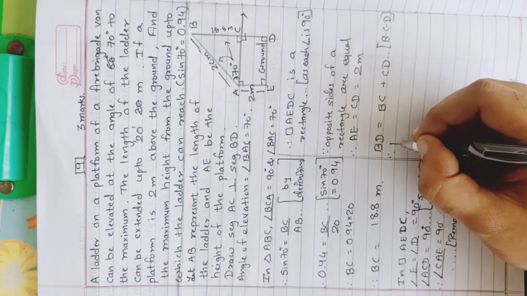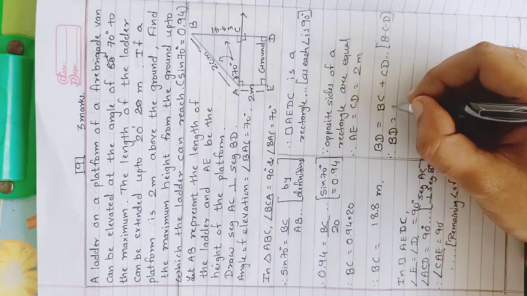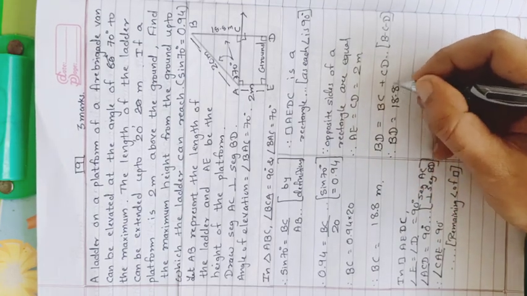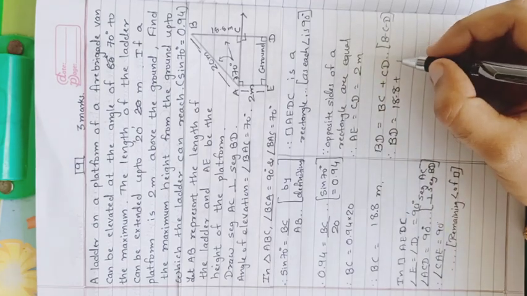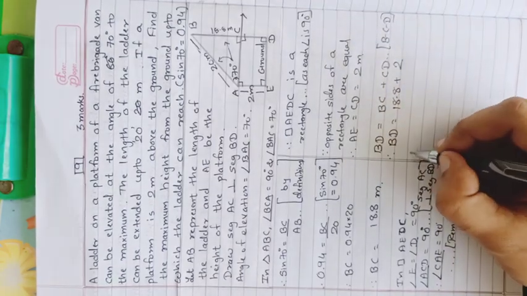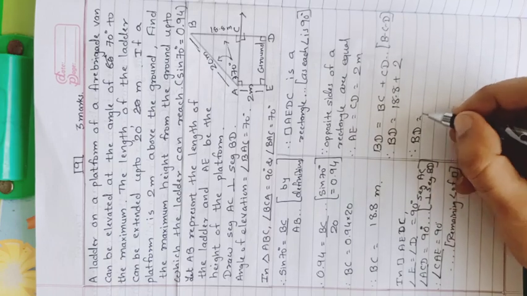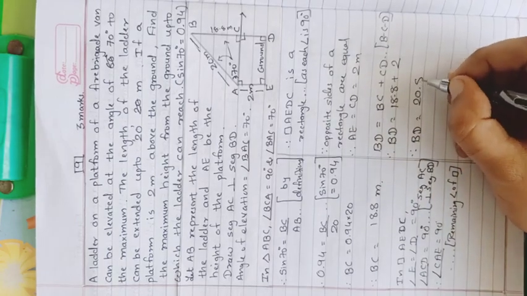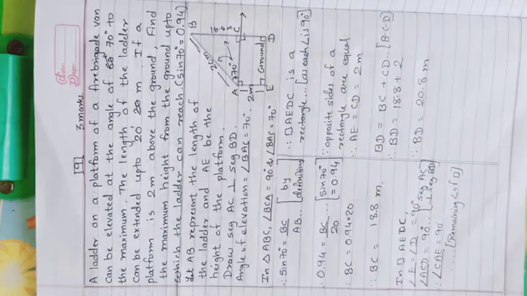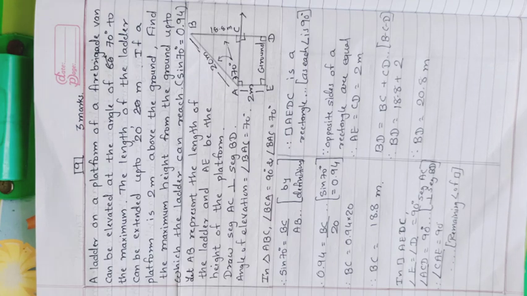BD we don't know. BC we know 18.8 plus CD, and CD is 2. Therefore BD is equal to 20.8 meter. So we got the value of BD.